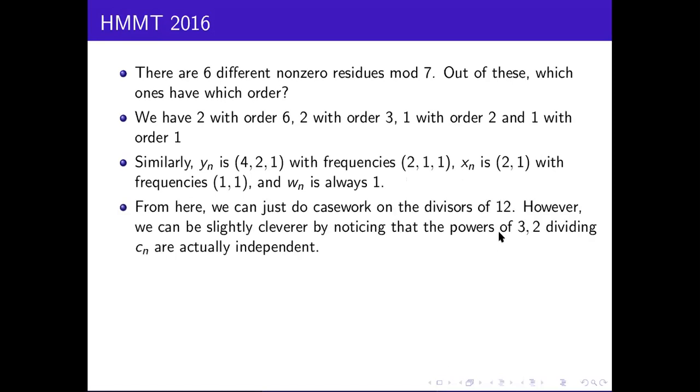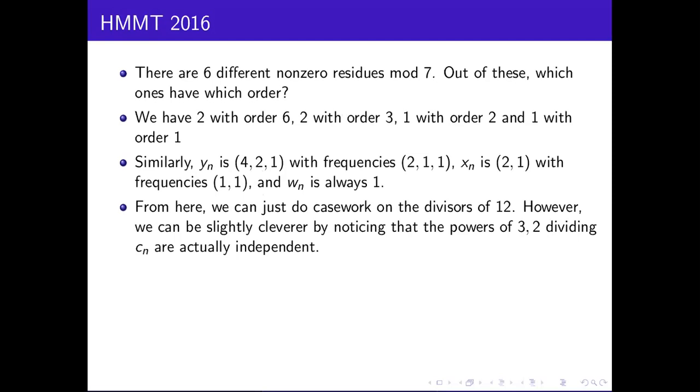So from here, note that C of n has to divide 12. So we can just do casework on the divisors of 12 and see how many times each one appears. But we can be slightly cleverer. In particular, if we look back, our numbers are all powers of 2 besides Z of n. Z of n can also be divisible by 3. But if we look at Z of n closer, the probability that something is divisible by 3 and the probability that something is divisible by 2 are actually independent, which means that we can deal with the powers of 2 and the powers of 3 dividing C of n separately.